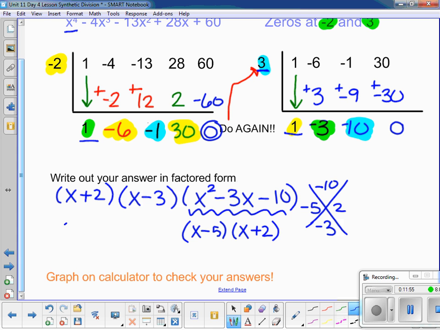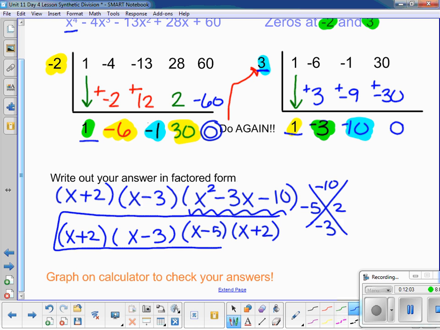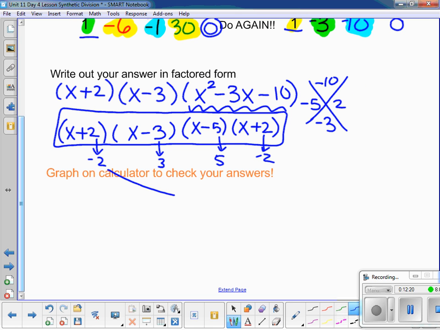And I already know, because I got a remainder of 0, that x plus 2 was a factor and x minus 3 was a factor. All this tells me, like I did before, is that I have a root at negative 2, a root at positive 3, a root at positive 5, and a root at negative 2. Okay, and that negative 2 is called a double root because it's occurred twice.